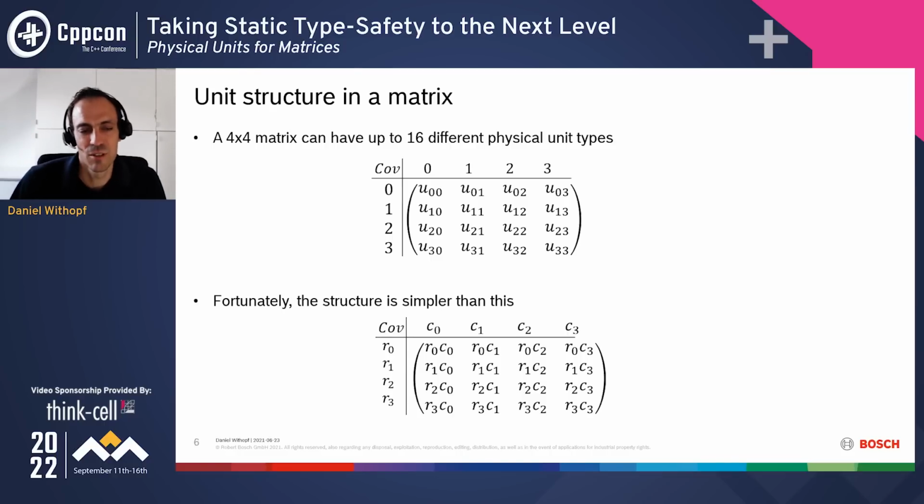But George W. Hart showed that all meaningful or all multipliable matrices have to have such a unit structure. And this means that we no longer need a tuple with 16 elements here, but we only have to annotate a matrix with 4 row units and 4 column units. And then the individual units of an element here are given by a combination of the respective row and column units. We'll see later what the combination means. So it can either be multiplication or division usually.